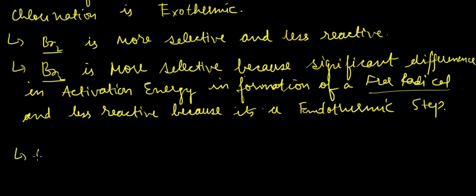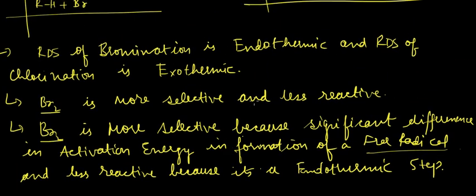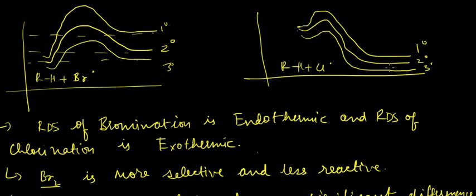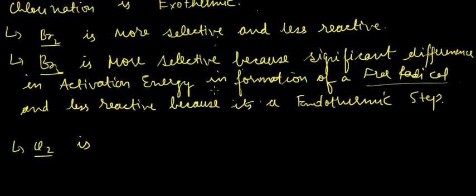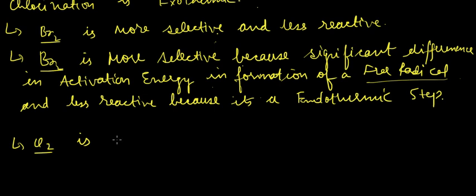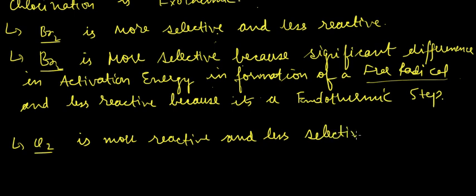Similarly, you can say that Cl2 is more reactive and less selective because it's an exothermic step. There is only a minute difference in delta H of 1 degree and 3 degree. Even the 1 degree will undergo halogenation, because the delta H is negative. So Cl2 is more reactive and less selective.